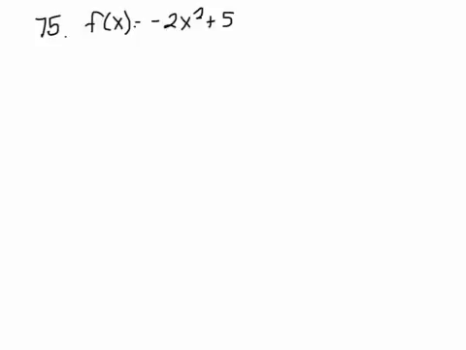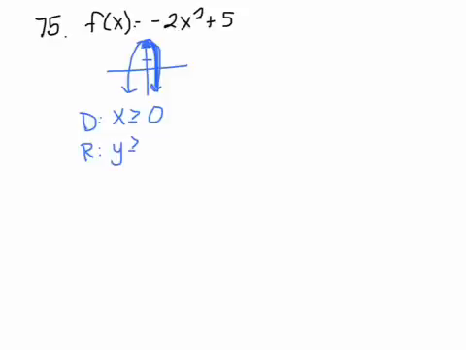Looking at the second problem, we're going to start the same way. If I was to graph this, it would look something like this. At 5, I would have a downwards parabola, but I only care about this side of the parabola. So my domain in this case is going to be x is greater than or equal to 0, and my range is y is less than or equal to 5, because that's the highest part of the graph.